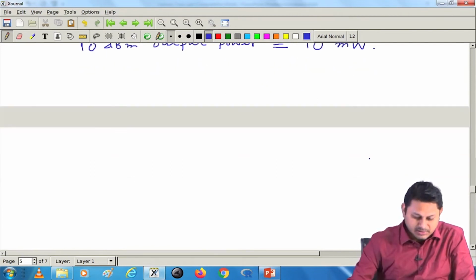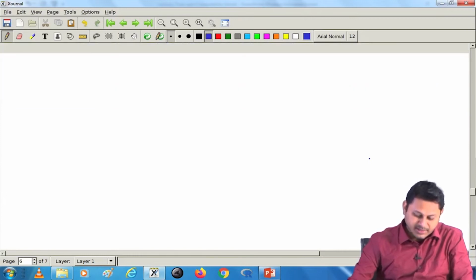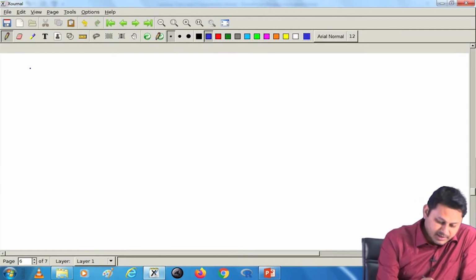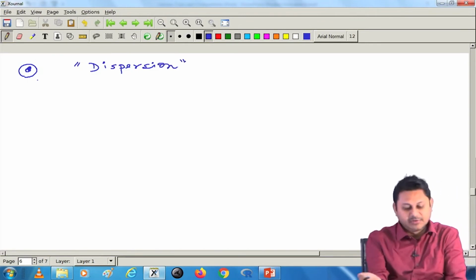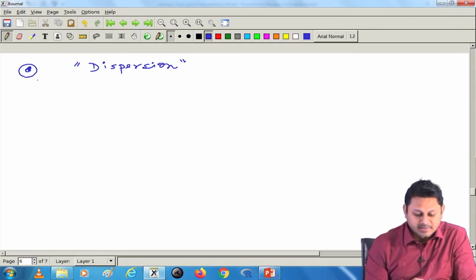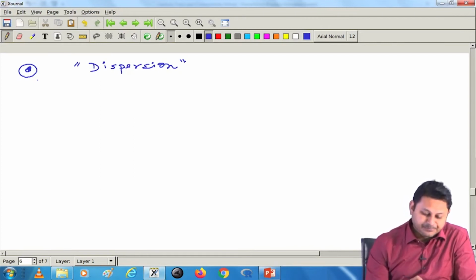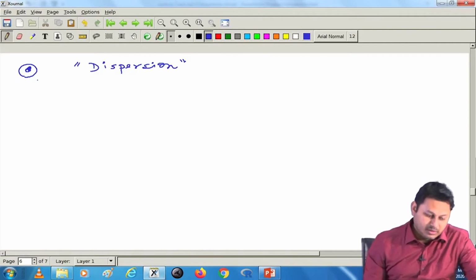Now, we are going to start a new characteristic, a very important characteristic I mentioned at the beginning of the class, and this property is called dispersion. Very important parameter. Loss is also a very important characteristic of a fiber. Dispersion is also equally important for long distance communications, and what the physics behind dispersion is, we are going to discuss in detail in this course.